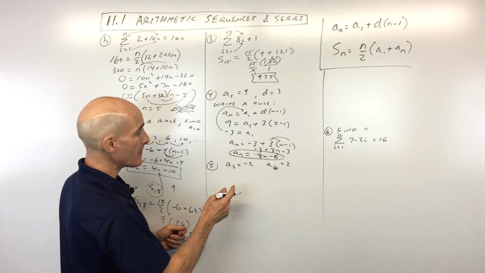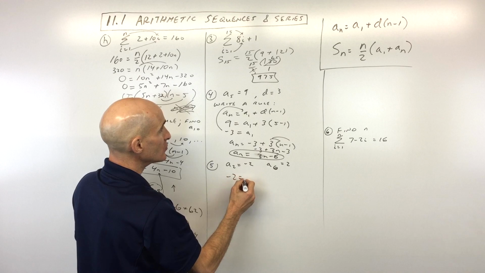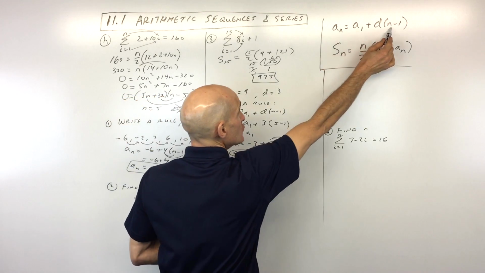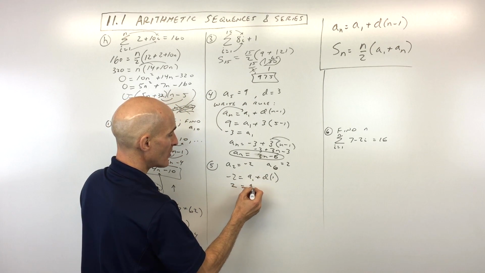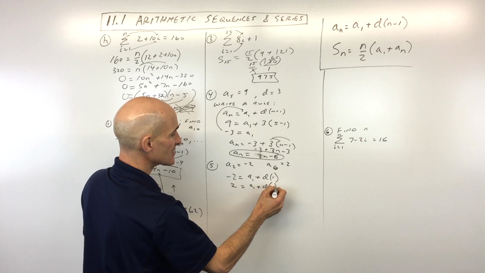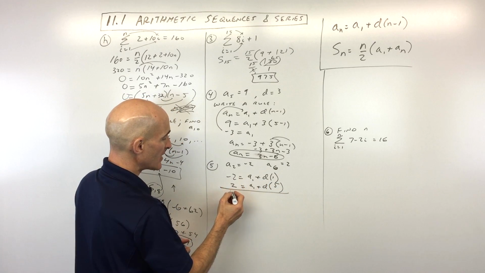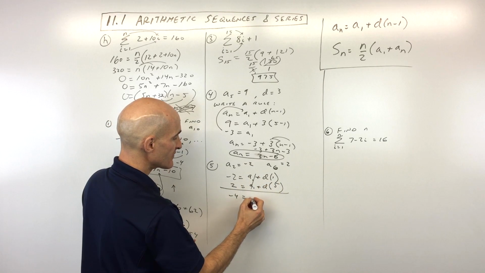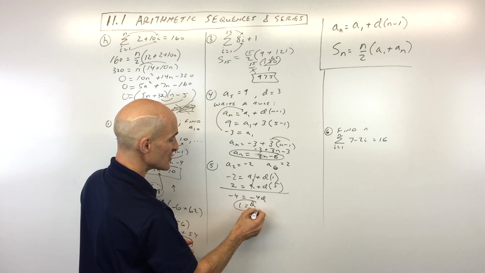If I was going to do it, I would write a system of equations. I would say negative 2 equals a sub 1 plus d times 2 minus 1, which is 1. And the sixth term is 2, so a sub 1 plus d times 6 minus 1, which is 5. If we subtract, negative 2 minus 2 is negative 4. These a sub 1's cancel. 1d minus 5d is negative 4d. And if we divide by negative 4, you can see that common difference is 1.